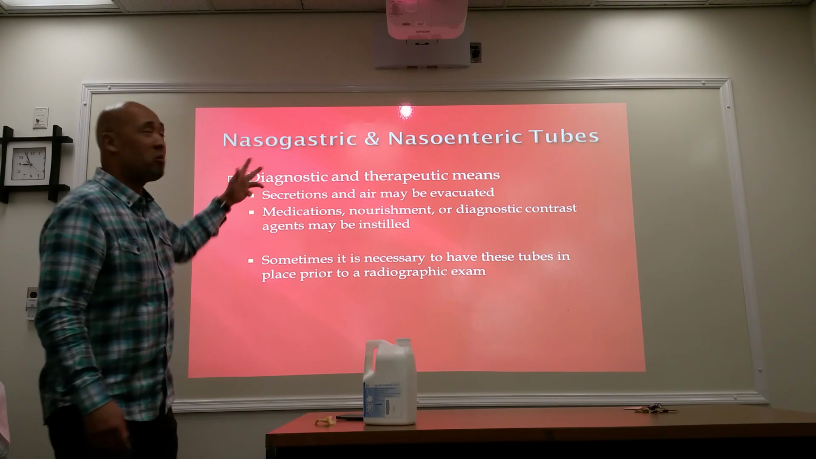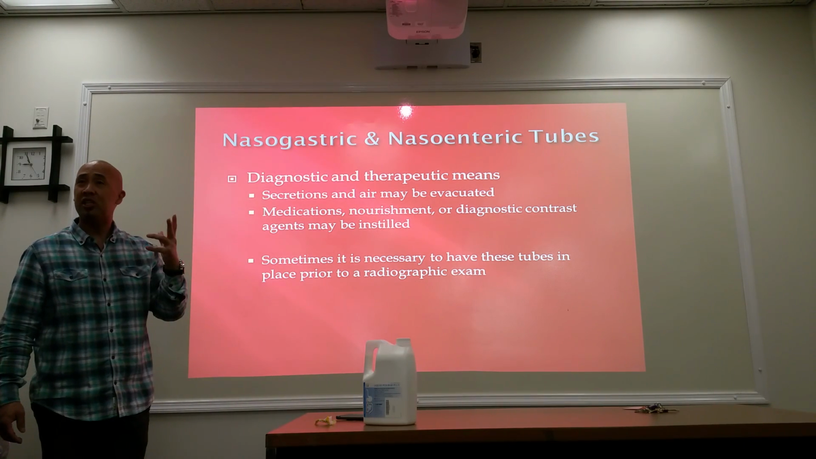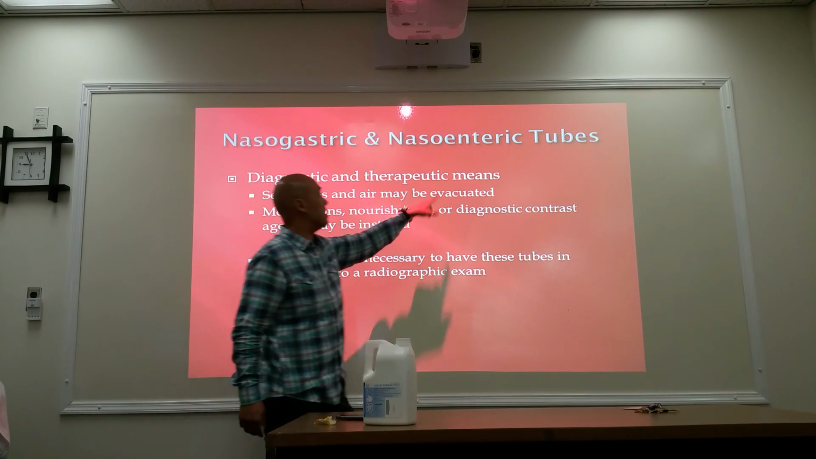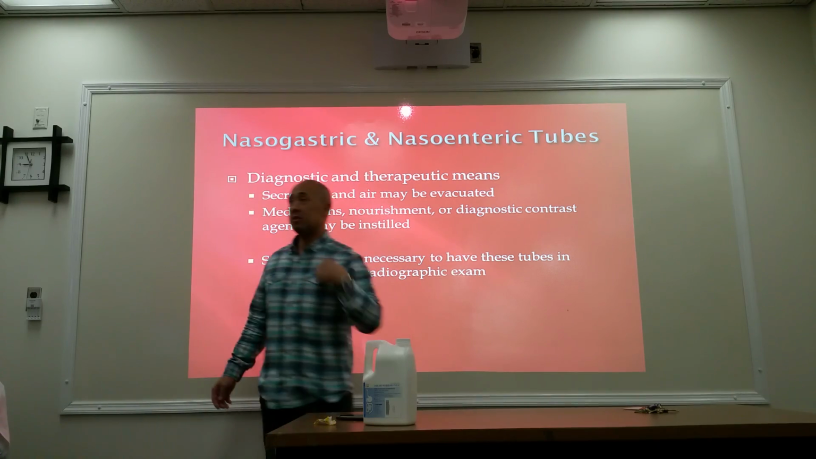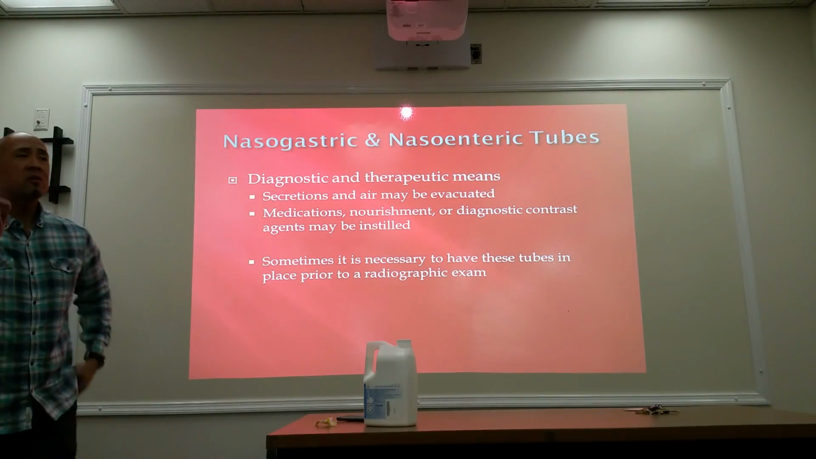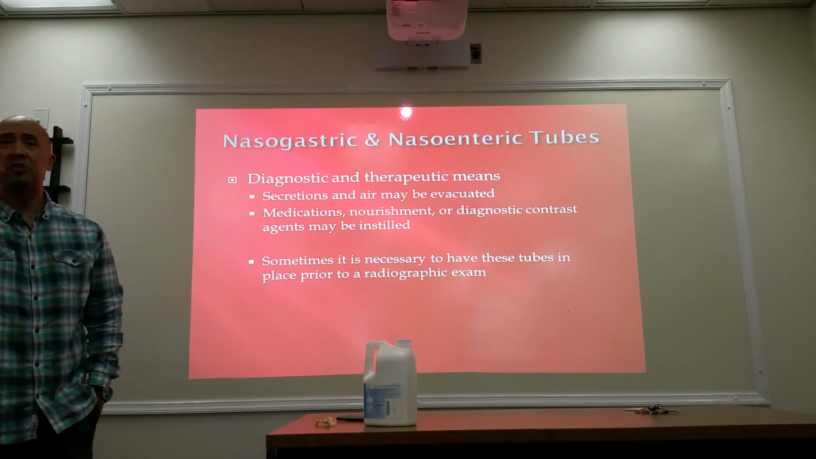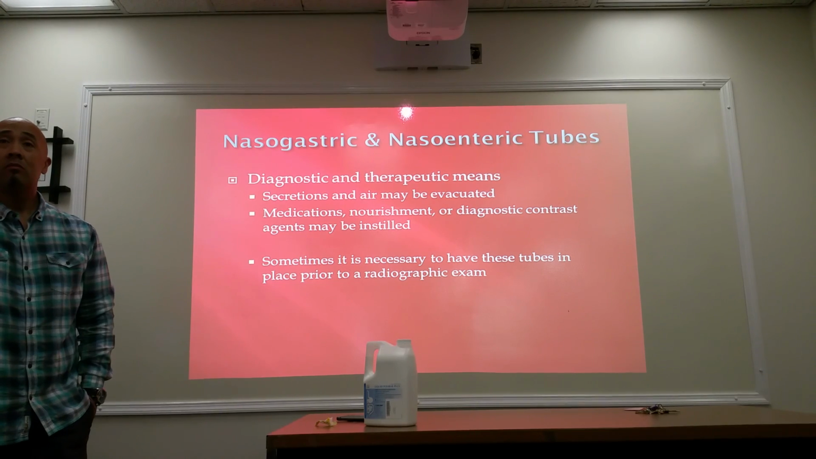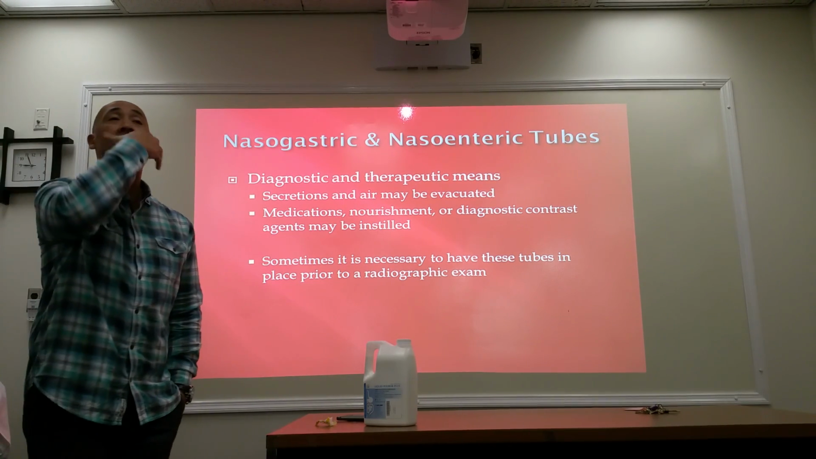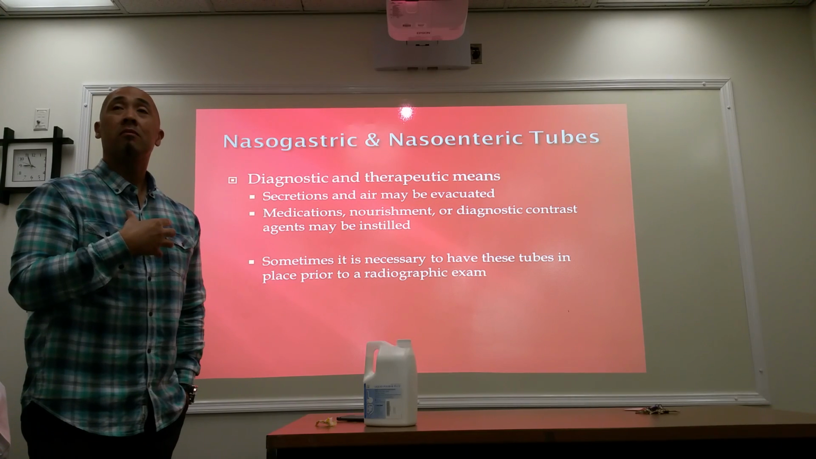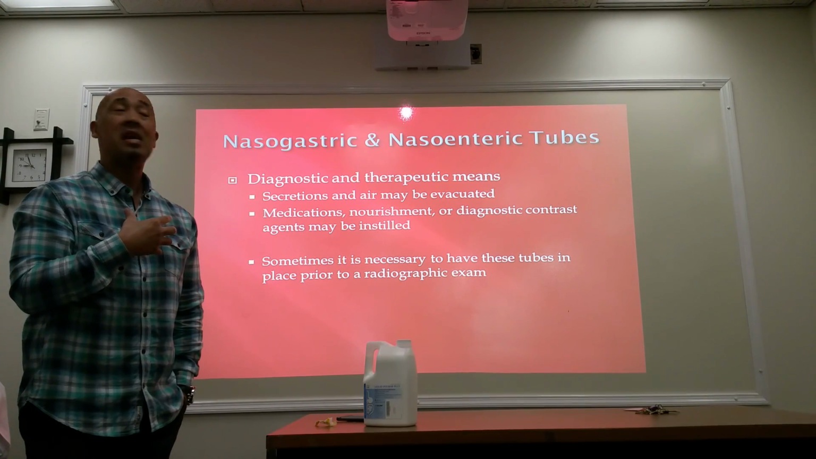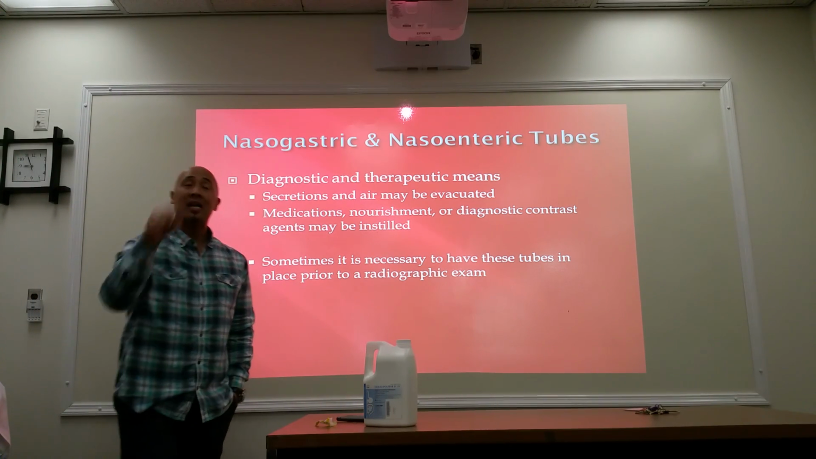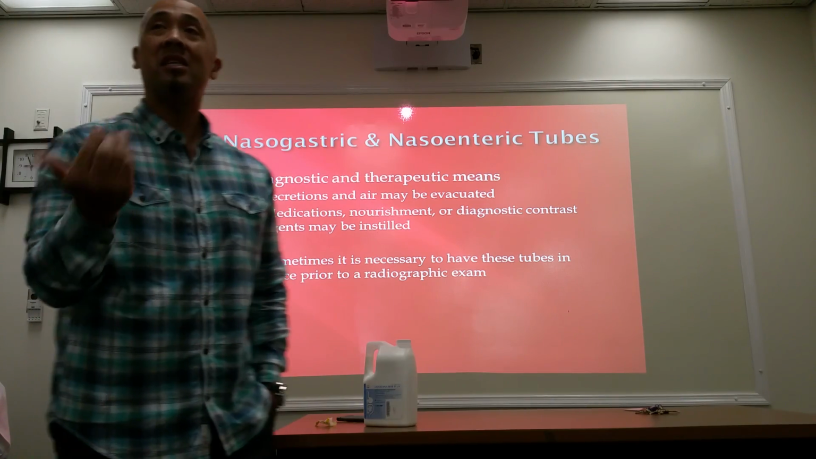Are you guys familiar with NG tubes? Have you ever heard of NG tube? NG tube, nasogastric. NE tubes, nasoenteric. These tubes are also made out of plastic, rubber, or silicone. They're inserted through the nose into the nasopharynx, the back of your throat, down your throat, into the esophagus, and into the stomach or the small bowel. So it is inserted mechanically, but we also enlist the assistance of the patient.